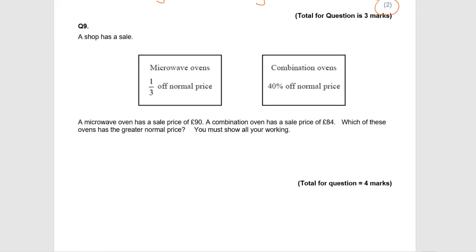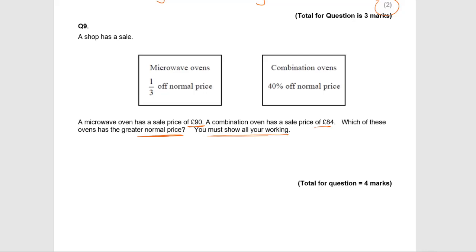So we're going to question 9 now. The shop has a sale: microwave ovens 1/3 off normal price, and combination ovens 40% off normal price. A microwave oven has a sale price of £90. Underline the important information. A combination oven has a sale price of £84. Which of these ovens has a greater normal price? You must show all your working. What does it mean by greater normal price? The price it was before the discount.